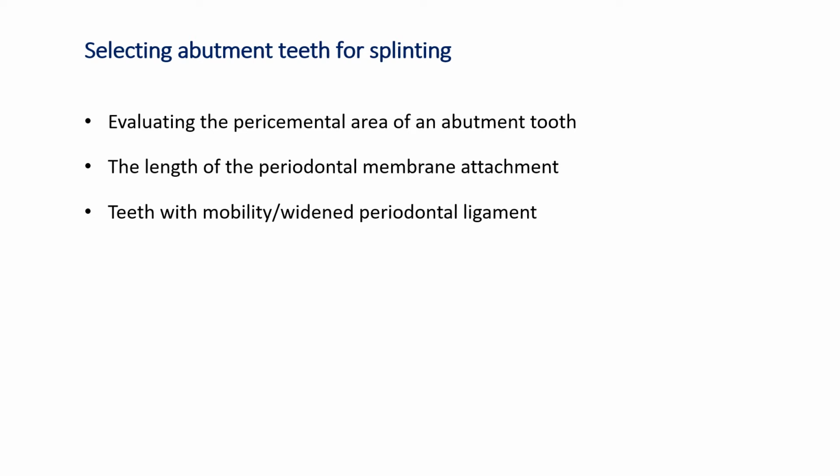When selecting a tooth for splinting, the following factors should be considered. First of all, the total periodontal membrane area of the abutment teeth must equal or exceed that of the tooth to be replaced. Also, the length of the periodontal membrane attachment of the abutment tooth should be at least 1/2 or 2/3 of that of its normal root attachment. Moreover, teeth with mobility or widened periodontal ligament should be avoided as abutment for splinting.